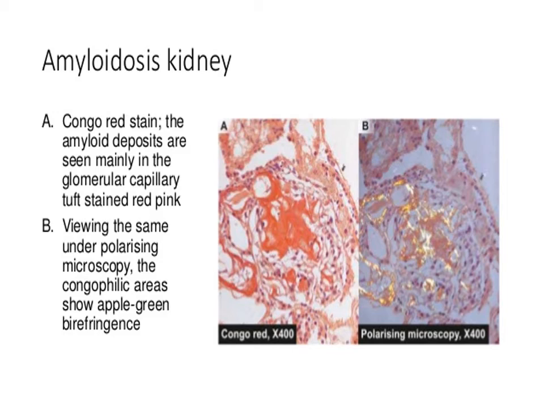Amyloidosis of the kidney. Now, this is the Congo red stain, which shows this pink, orange, red amyloid protein deposited in the glomerular capillary network, and when it is visualized under polarized microscope, it gives this apple green birefringence to the amyloid.